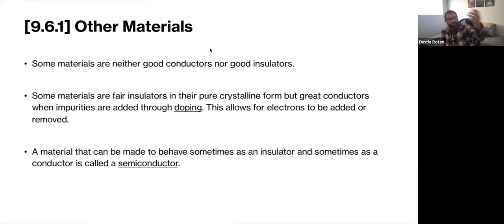It turns out that some materials are actually kind of in between. Some materials are neither good conductors nor good insulators. With these materials, some of them are pretty good insulators. If they're a pure substance, if you have a particular pure substance in its crystalline form, then it's usually a good insulator.